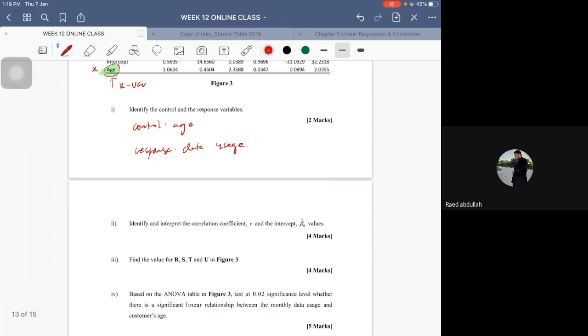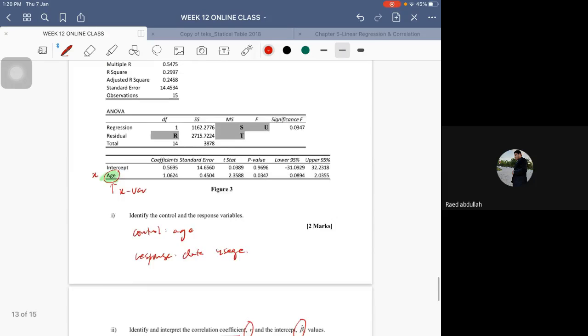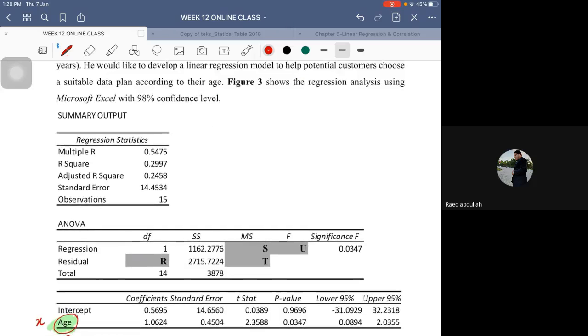Okay. So the question asks you to identify and interpret the correlation coefficient R and the beta naught values. I'm going to explain how to interpret them as well. I'm pretty sure you already know how to interpret the correlation coefficient. So what is the correlation coefficient for this case? Where should I find the value?